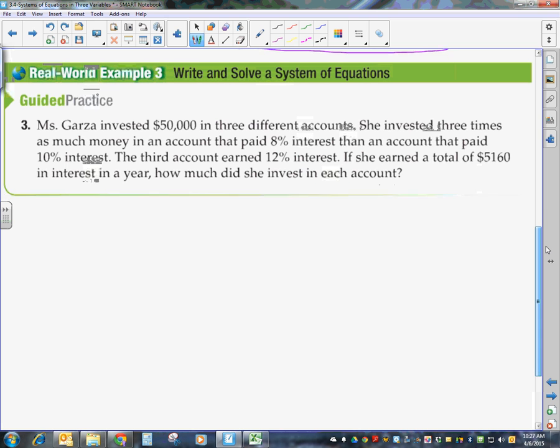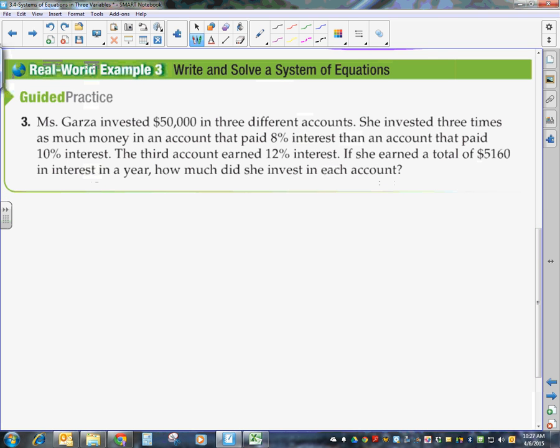Okay, last one, a word problem, because that's very appropriate for these types of problems. Ms. Garza invested $50,000 in 3 different accounts. She invested 3 times as much money in an account that paid 8% interest than an account that paid 10% interest. The third account earned 12%. If she earned a total of $5,160 in interest in a year, how much did she invest in each account? So basically, I'm going to have an x, a y, and a z. And that's the amount of money that I'm investing in each one.